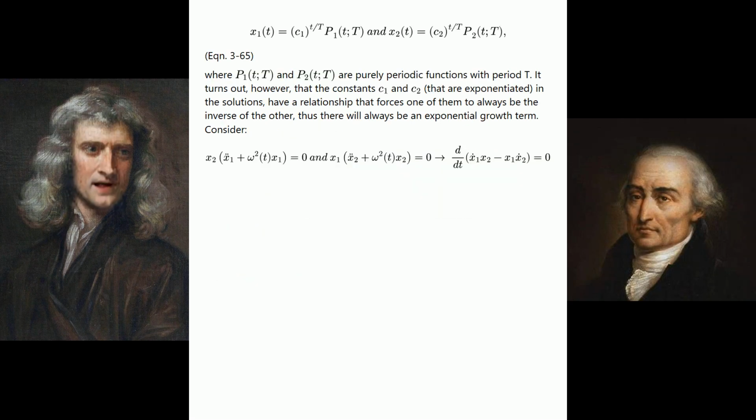The most general solution is then. See equation 3-65, where p sub 1 of t and p sub 2 of t are purely periodic functions with period T. It turns out, however, that the constants c sub 1 and c sub 2 that are exponentiated in the solutions have a relationship that forces one of them to always be the inverse of the other. Thus, there will always be an exponential growth term. Consider. See the next equation.